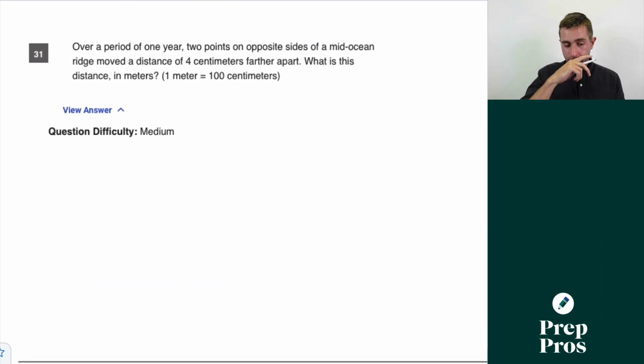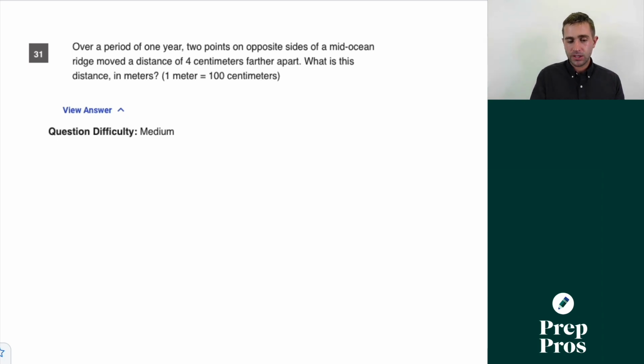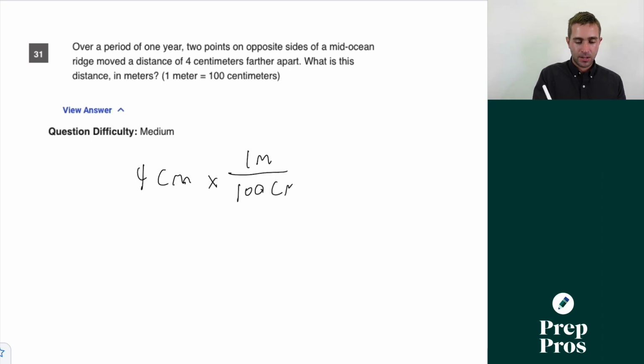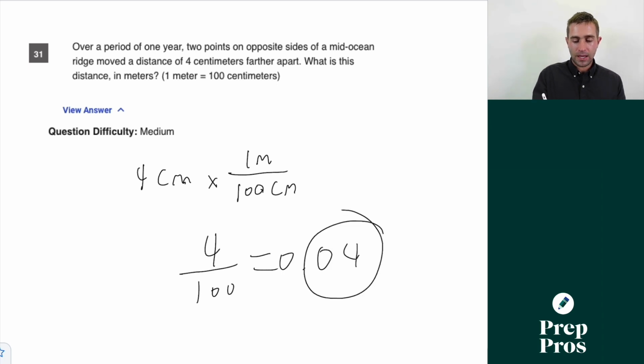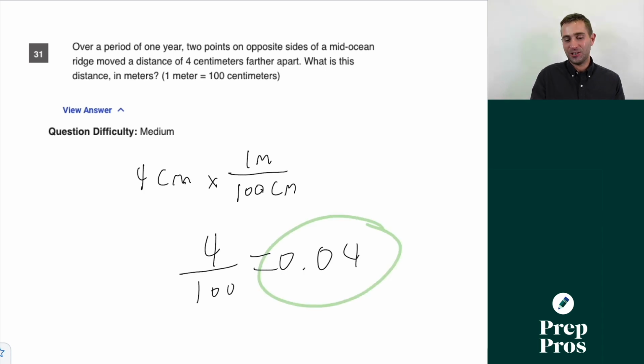Question 31. Over a period of 1 year, 2 points on opposite sides of a mid-ocean ridge moved a distance of 4 centimeters farther apart. What is the distance in meters? Well, if we want to do this the really technical way, we can say that 4 centimeters, if we want to convert it to meters, is going to be the same as 1 meter over 100 centimeters, and then we're going to have it expressed in meters. This also is doing the exact same thing as 4 over 100, which is just the same as 0.04. So this is going to be our answer there, 0.04.